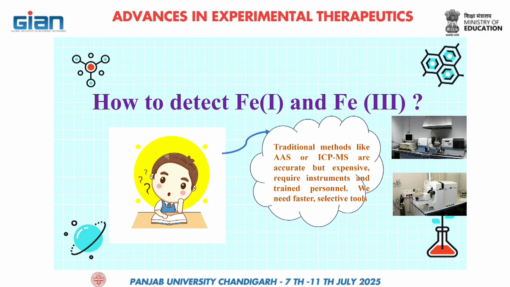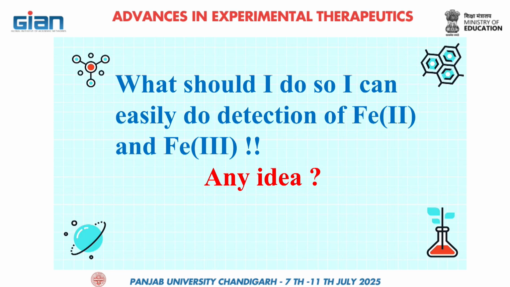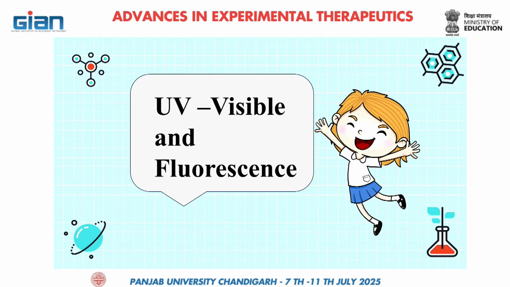Now, the main question is, how can I detect iron? What are the easy methods? I don't want that much labor work. I don't want to waste my time. I want it to be cost effective. What are the main instruments we can use so it will be easy for the detection? So what should I do so I can easily detect the ferrous and ferric? The answer is UV and fluorescence. They are the main instruments by which we can easily detect other metal ions also. I am here giving the example of ferrous and ferric.